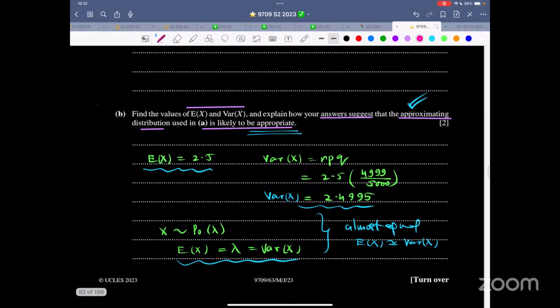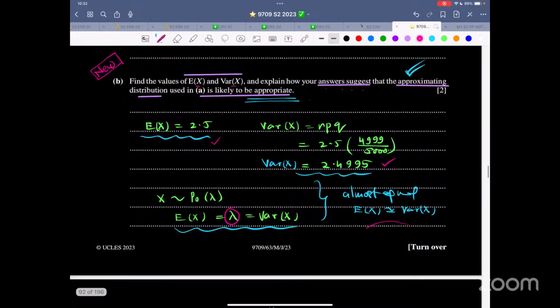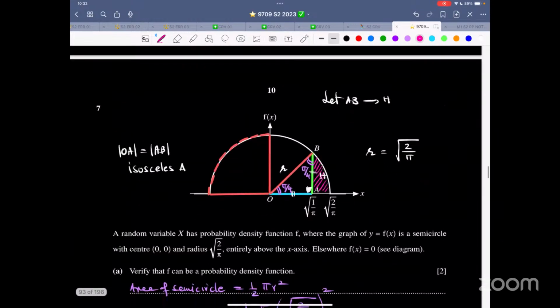Now, another nice question. In 2023, they asked these conceptual questions very much. Find the values of expectation of X and variance of X and explain how your answer suggests that the approximating distribution is likely to be appropriate. Expectation of X is 2.5. Variance of X is almost 2.5. They are almost equal, and that is necessary for a distribution to be modeled as a Poisson distribution. So, a very nice technical question.